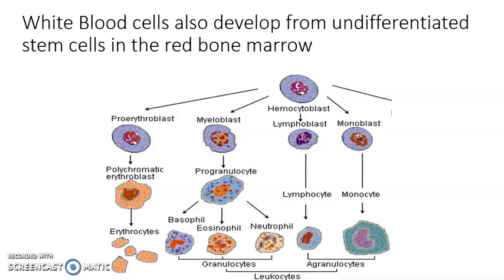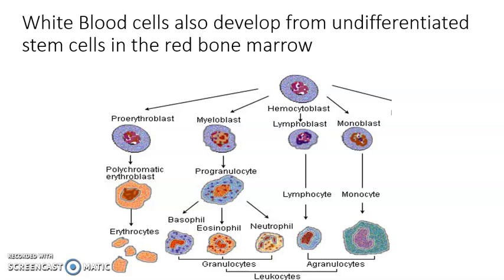White blood cells develop from the same undifferentiated stem cells in the red bone marrow. Okay, if you didn't have A&P 1, I just want to let you know that red bone marrow is what is going through blood cell production. White, or sometimes people call it yellow bone marrow, is simply stored fat. Okay, so don't get the two confused. Red bone marrow is what produces all of the blood cells in your body, all the different types: red, white, and platelets.